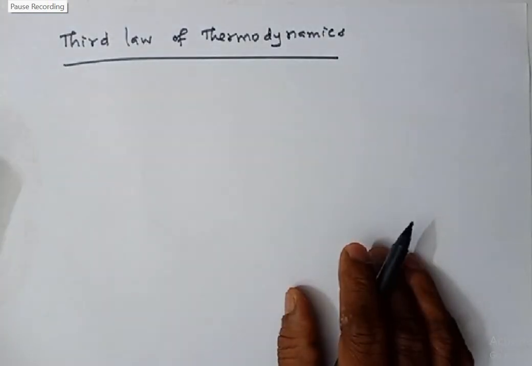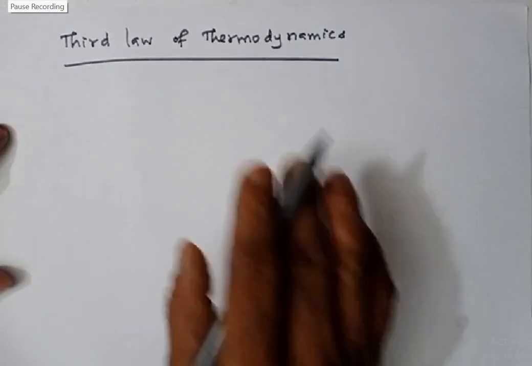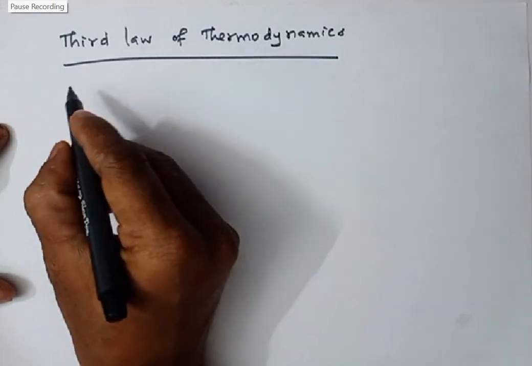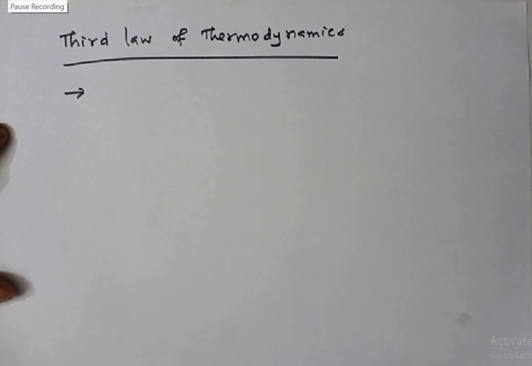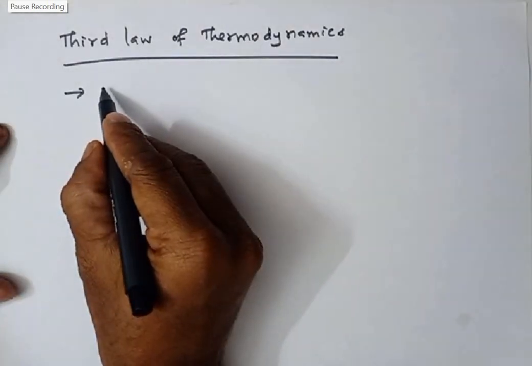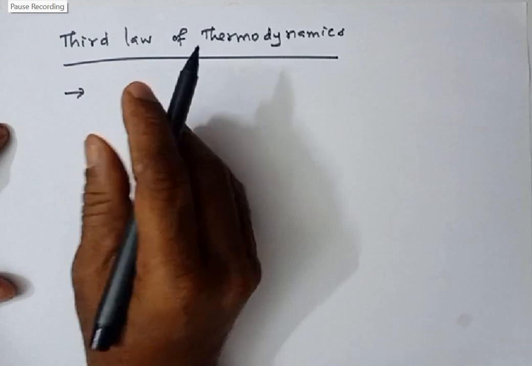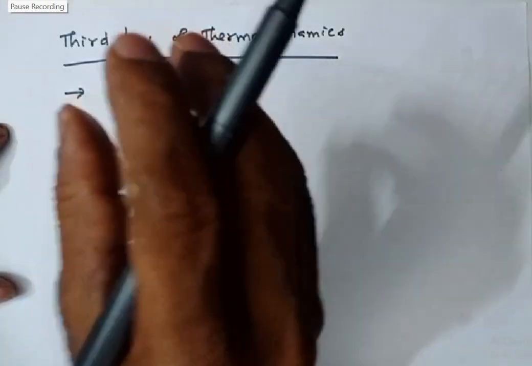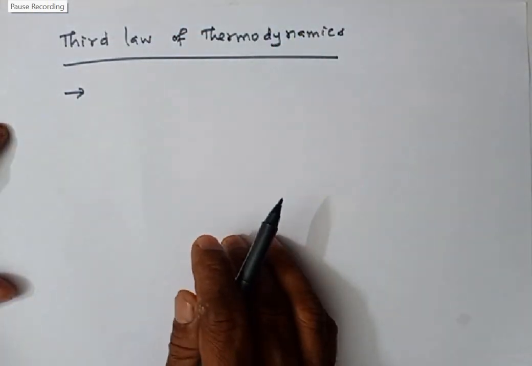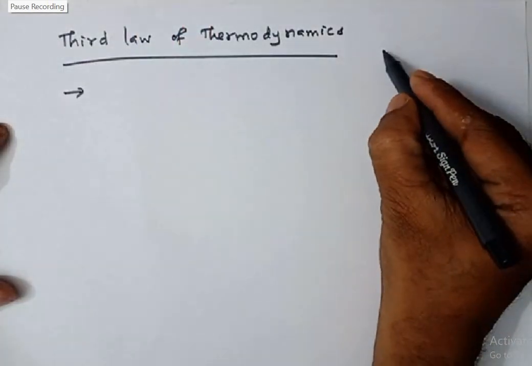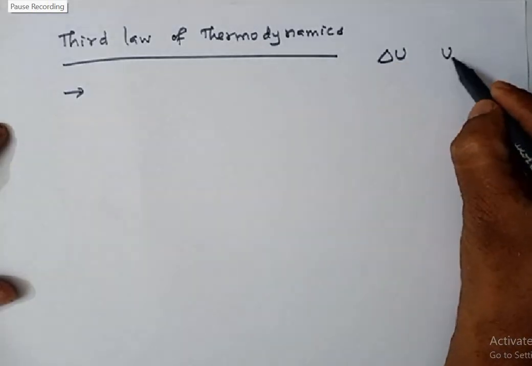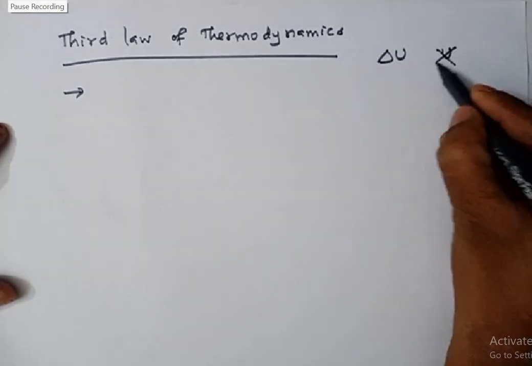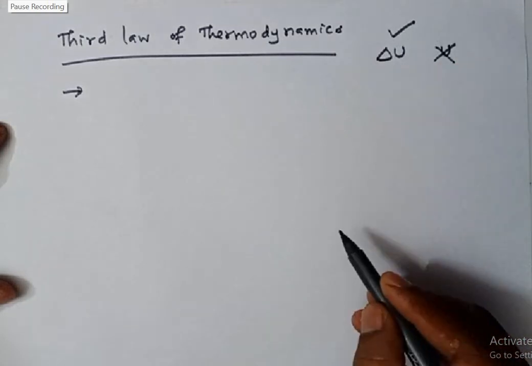What is this actually? Listen, this third law will give you an idea about calculation of molar entropy or entropy at a particular state. Actually, for internal energy, we can find only change in internal energy. We cannot find internal energy at a given state. This is not possible. We can find only change in internal energy.